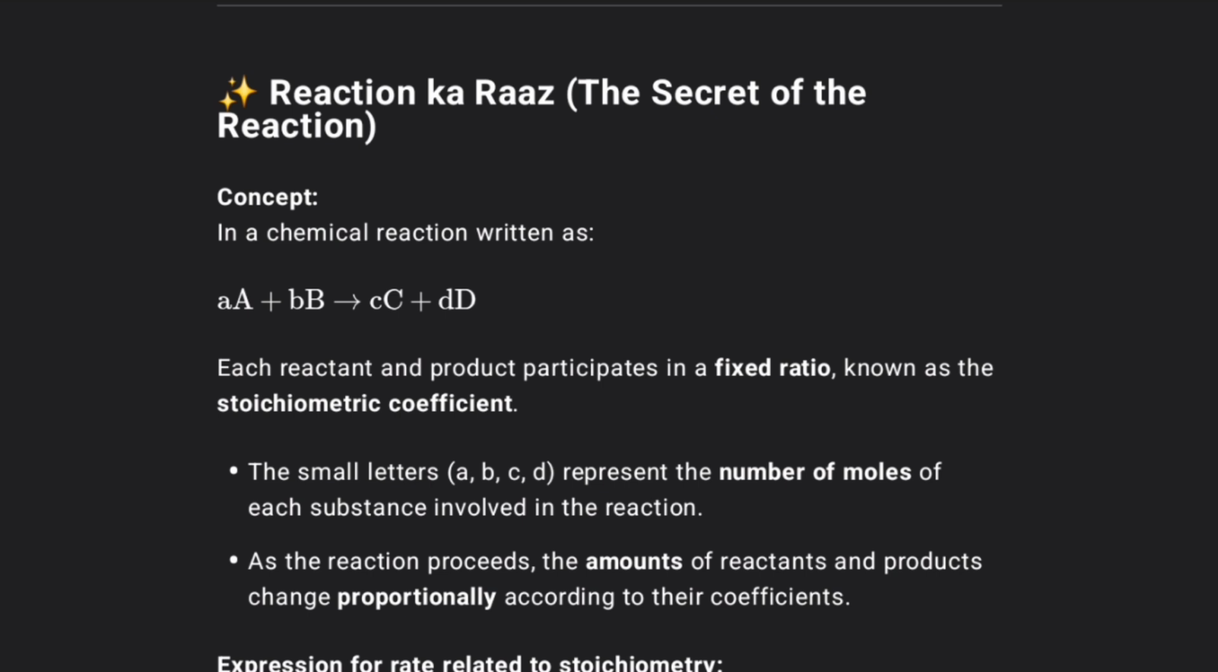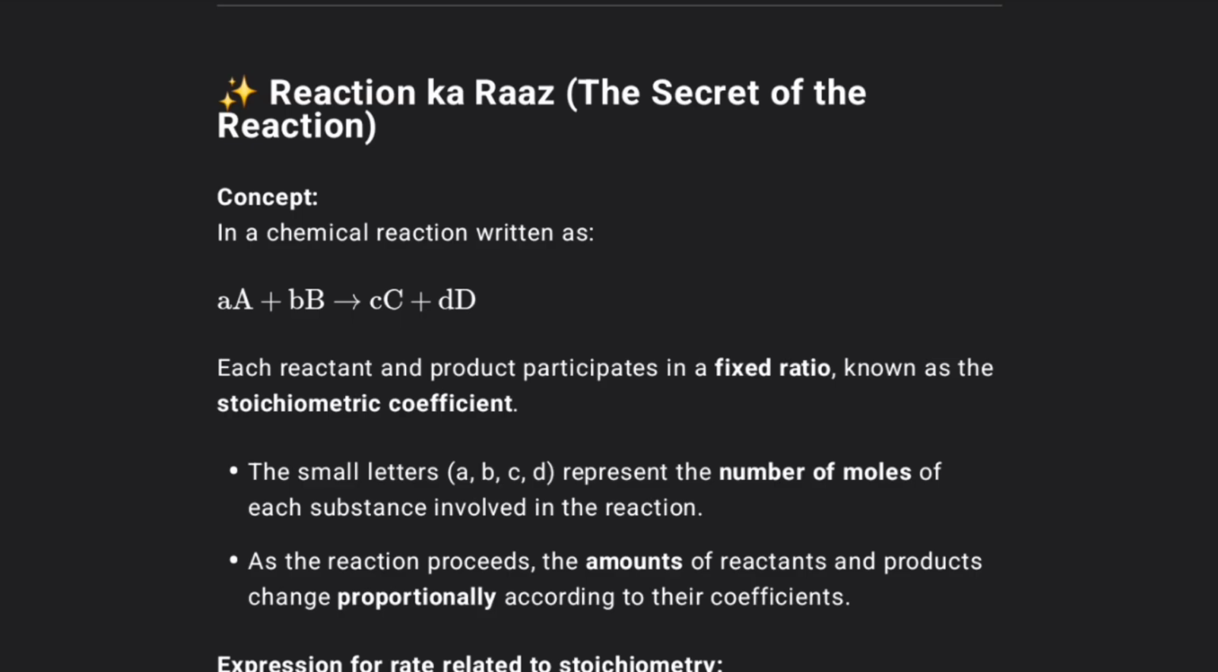Concept: in a chemical reaction written as aA + bB → cC + dD, each reactant and product participates in a fixed ratio known as the stoichiometric coefficient. The small letters a, b, c, d represent the number of moles of each substance involved in the reaction. As the reaction proceeds, the amounts of reactants and products change proportionally according to their coefficients.